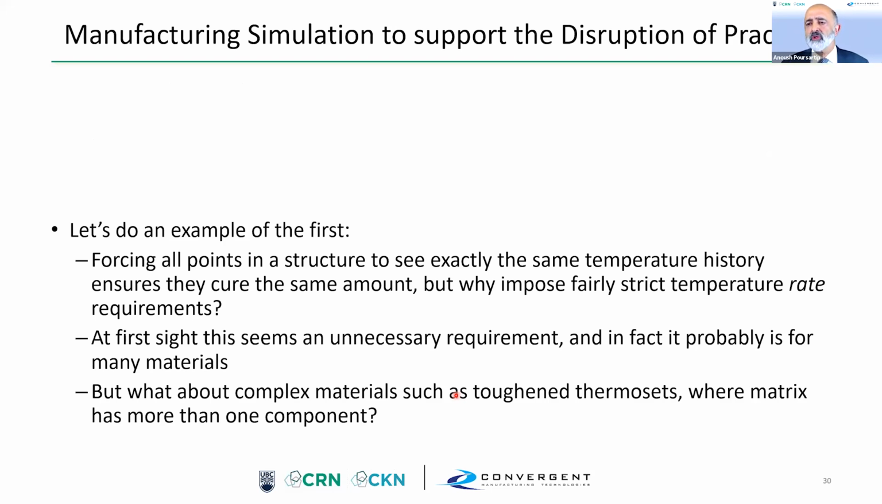Understanding that you always have to go to the correct final temperature for long enough is easily explained in terms of degree of cure. But why should we care about the temperature rate at which we hit that hold? It appears at times an unnecessary requirement. It may well be for simple first-generation epoxies, say, but I'm going to give you an example of a complex material, which is a toughened thermoset, and how the temperature rate actually matters.